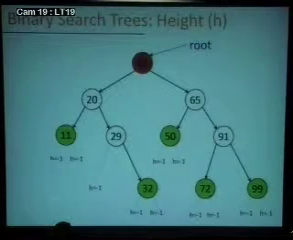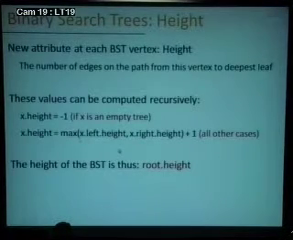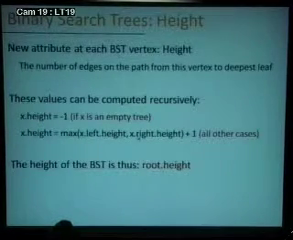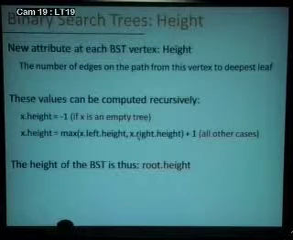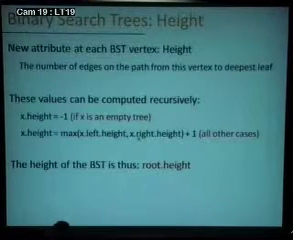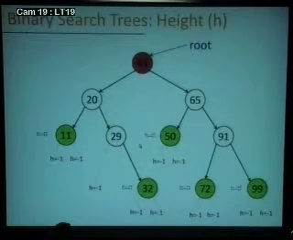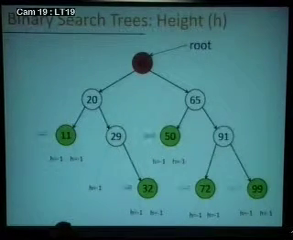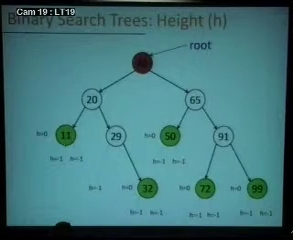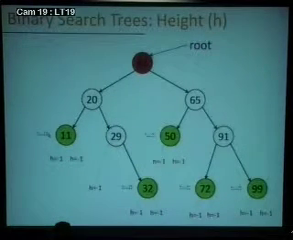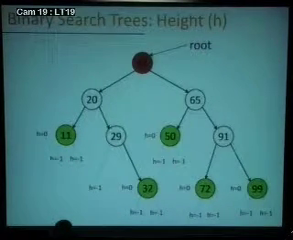Now, what is the height of the leaves? It will be the maximum of the heights of the left and right subtrees, which is the maximum of -1 and -1, which is -1, right? Plus 1 becomes 0. So look at this. All the leaves have height 0, because the maximum of -1 and -1 is -1, plus 1 is 0. So all the leaves will have height 0.